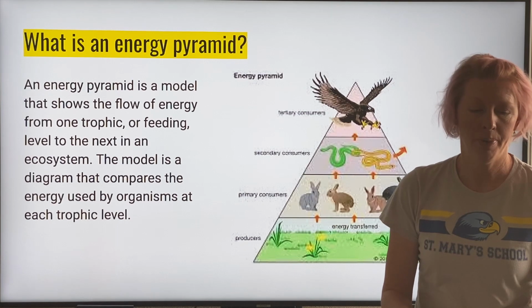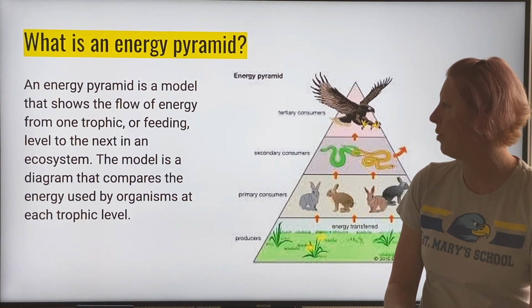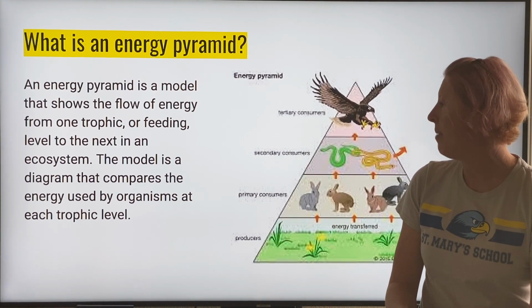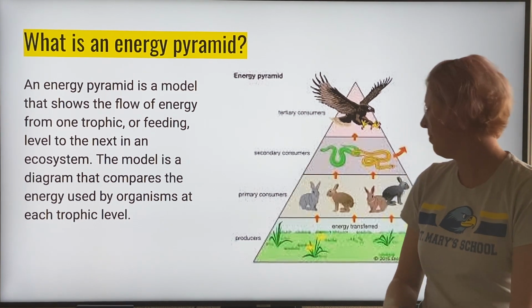What is an energy pyramid? An energy pyramid is a model that shows the flow of energy from one trophic or feeding level to the next in an ecosystem. The model is a diagram that compares the energy used by organisms at each trophic level.